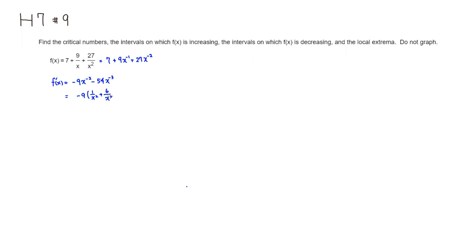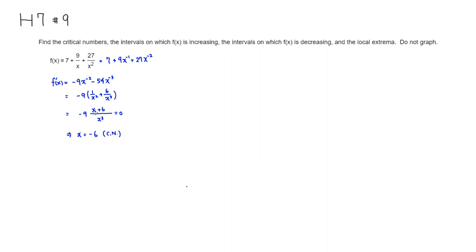x cubed. Then I'm going to take the common denominator, so it's negative 9, and the common denominator would be x cubed. So you have to multiply top and bottom by x, so you have x plus 6. If you set that equal to 0, we can see that x plus 6 is 0. So we have x equals negative 6. This is going to be our critical number.